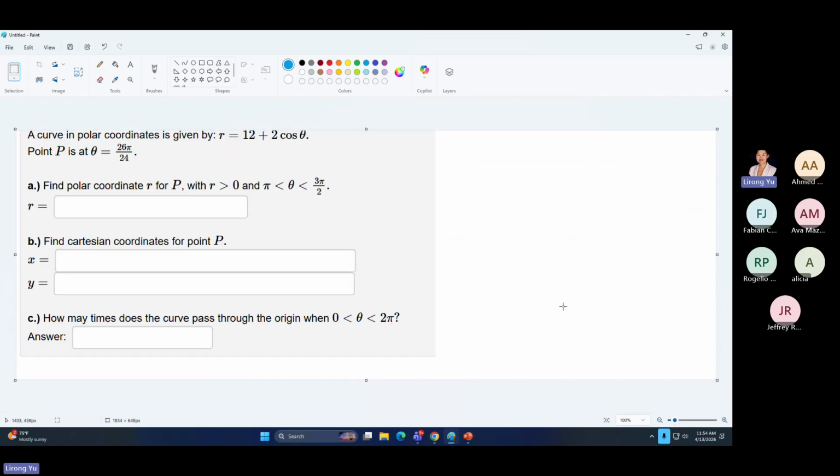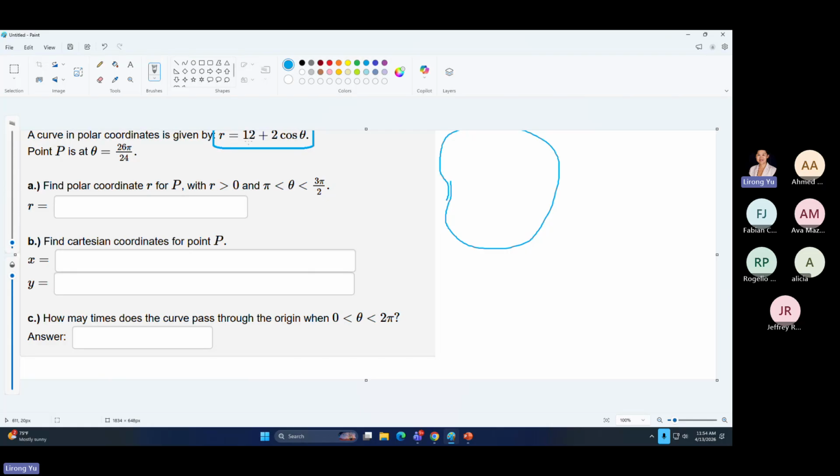All right, if we look at it, you can see the original curve is this. And remember, r equal to 12 represents a circle of radius 12. r equal to 2 cosine theta represents a circle of diameter 2. So the 12 is way bigger than 2. It will reflect a picture like this.